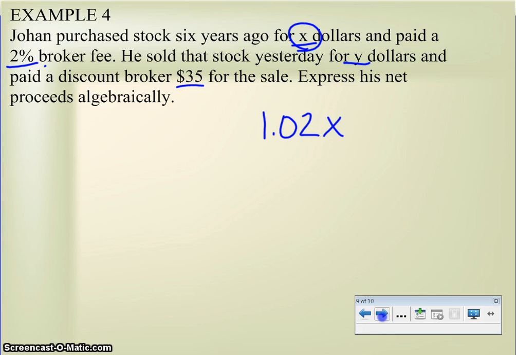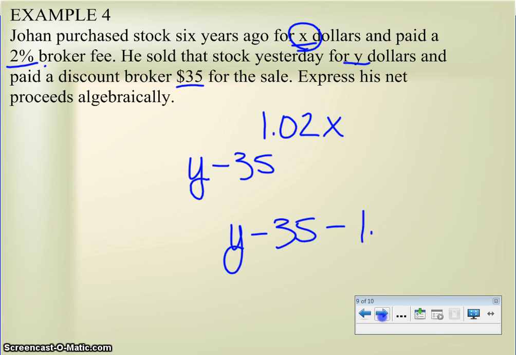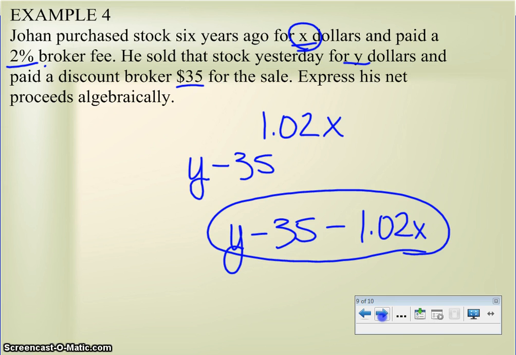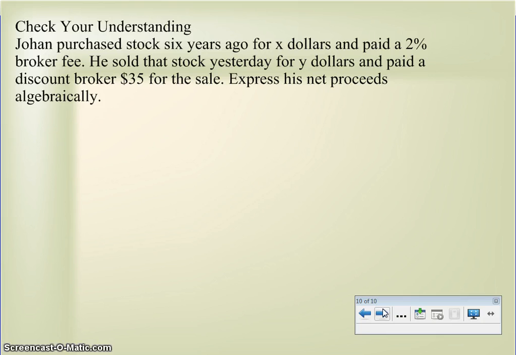Then years later, he sold the stock for Y dollars, and he had to take out a $35 fee. So if we then combine those, it ends up being Y minus 35 minus whatever he paid for it, which is 1.02X, and that is expressing his net proceeds algebraically. All right, please press pause. Go ahead and solve this, and when you're ready, come back.